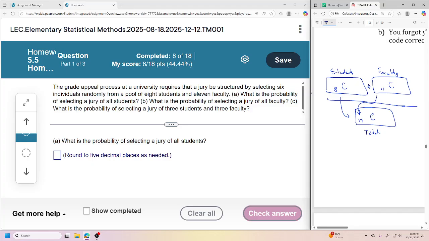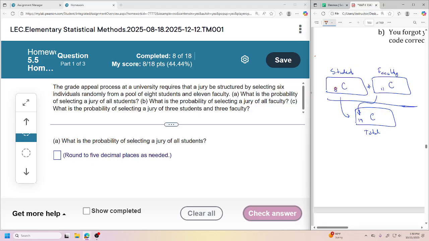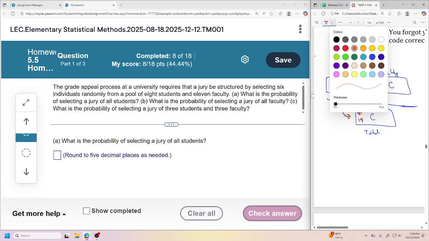I should have used a different color. You think I can go back and do that again? Yay! I'm making it work. Sure. Ah, so much better. Aren't you so happy?